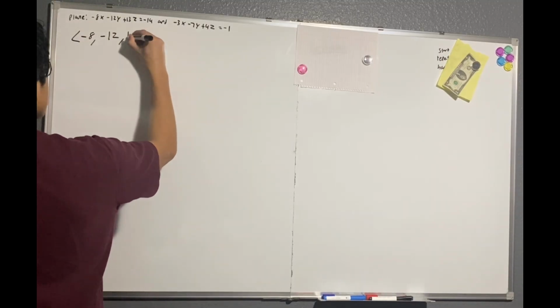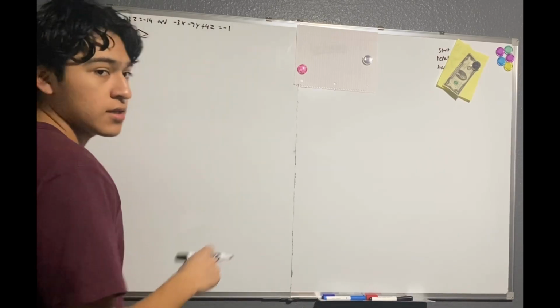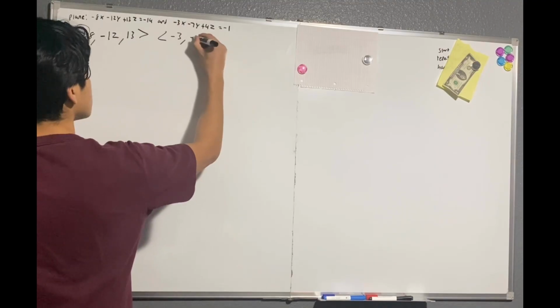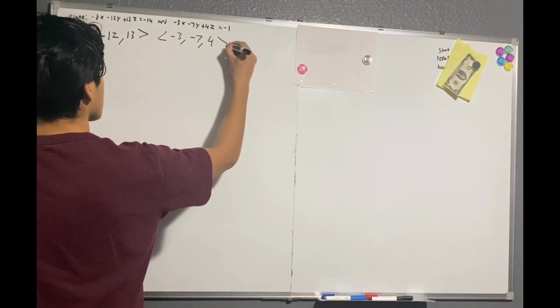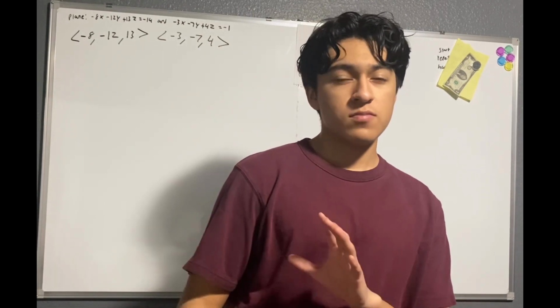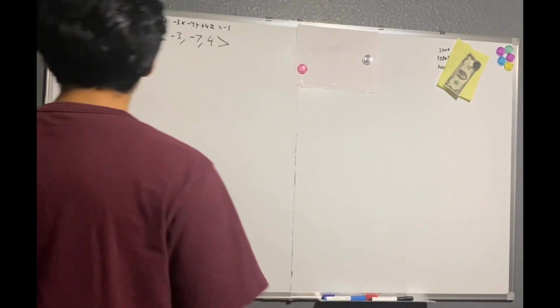-12, 13. Next vector, -3, -7, 4. Now with these two vectors, we're going to cross product them, and we're going to get our cross product vector.